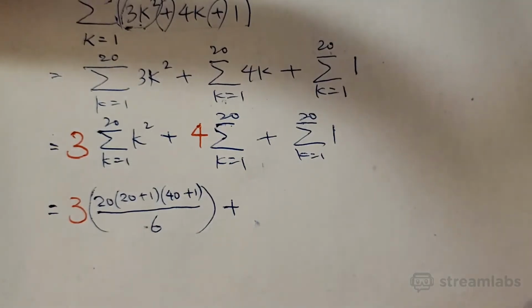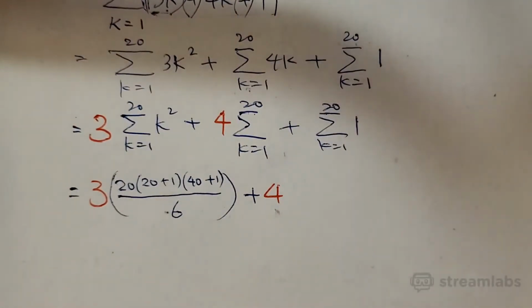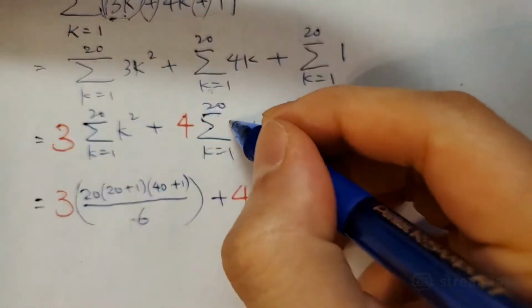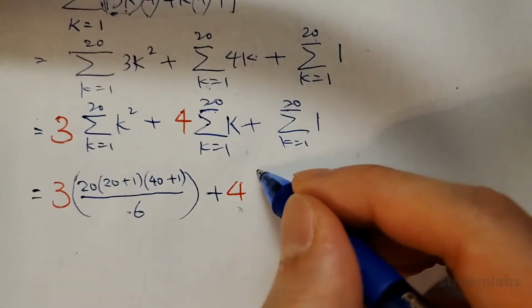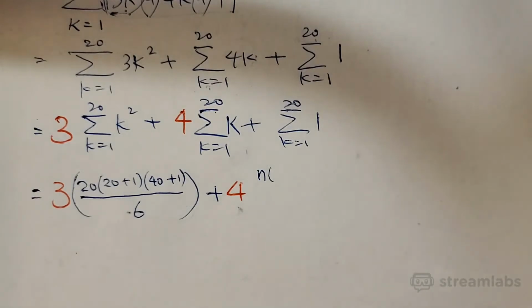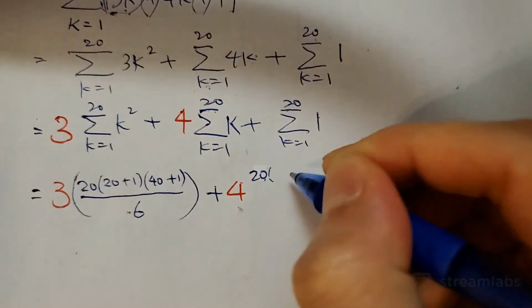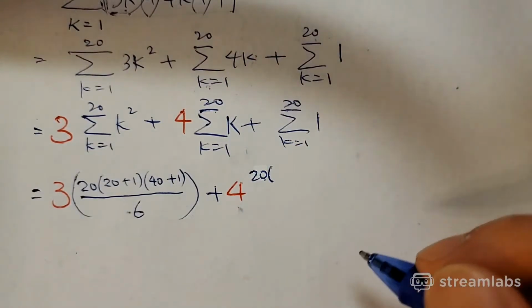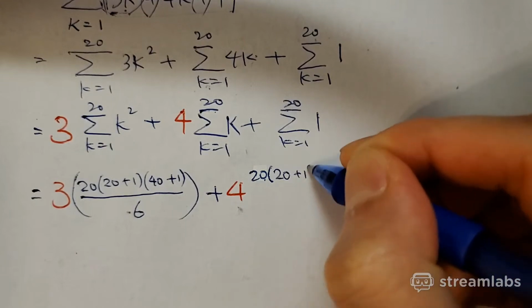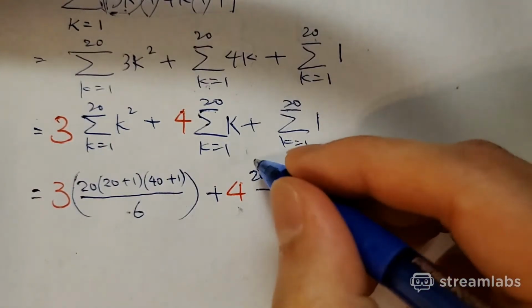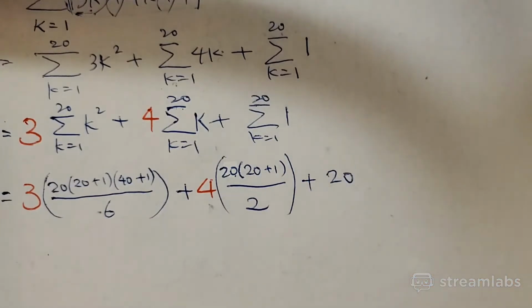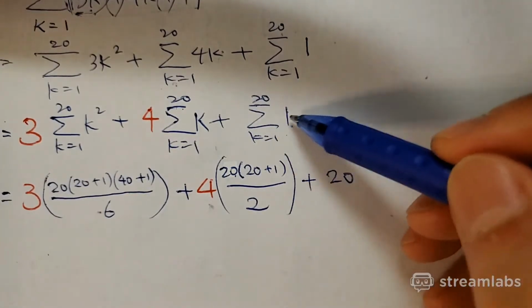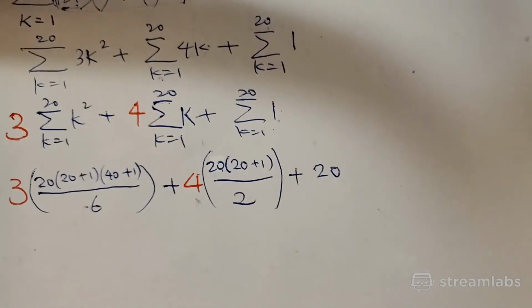Plus 4 times. I forgot to put the k there. I'm missing a k here. Yeah, the k still stays. And n plus, oh, okay. N is 20, right? So it'll be 20 plus 1 over 2. Plus, this is 20, right? Because we had this 1 20 times.